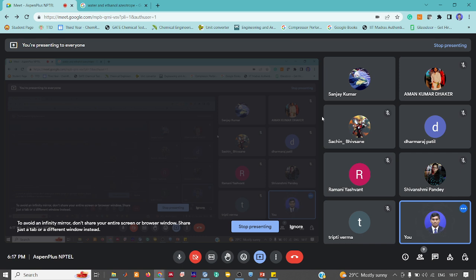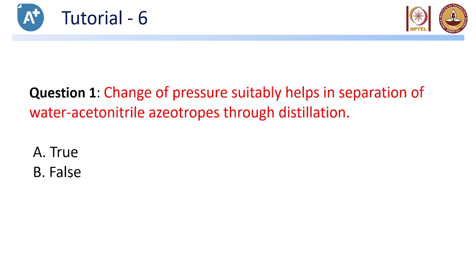However, these two components don't form azeotrope. You can get pure components. They don't form azeotrope. Okay, anyway, let me just show you.